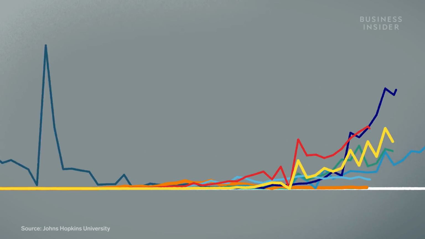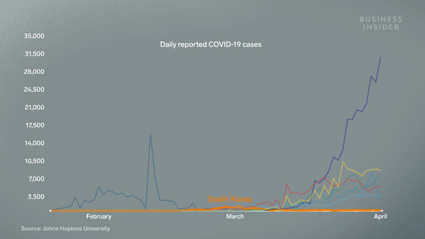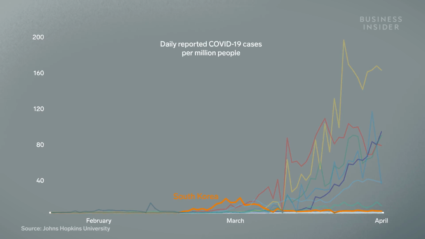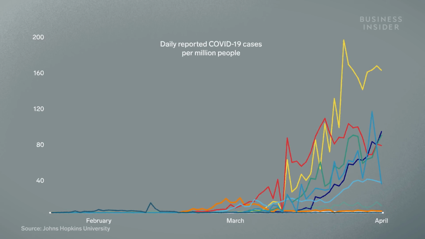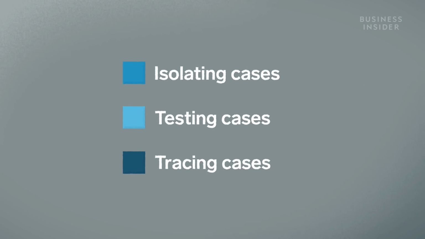This graph shows the number of daily reported cases of COVID-19 for 10 countries. While some countries have been able to flatten the curve, others have seen exponential growth. Even when adjusted for population, some of these curves look very different. Reports have attributed these differences to three key factors: isolating cases, testing, and tracing cases.